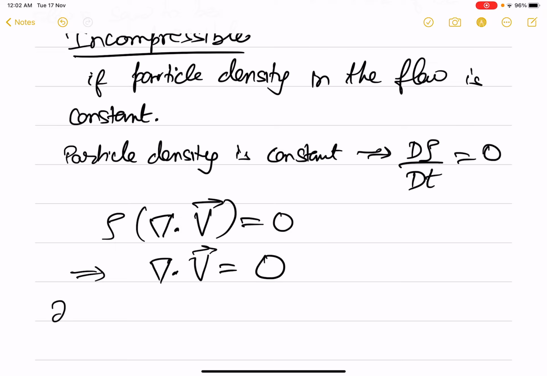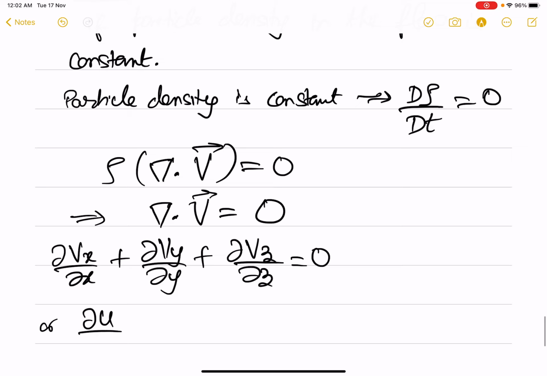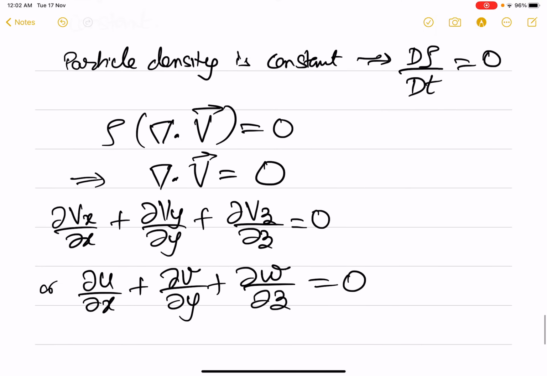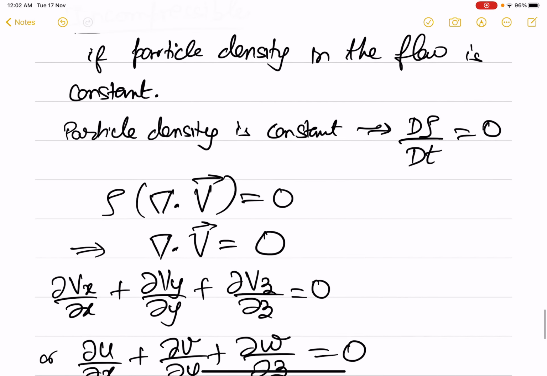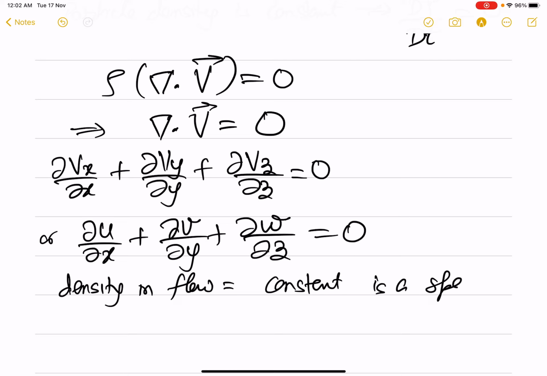So this becomes partial vx by partial x plus partial vy by partial y plus partial vz by partial z is equal to 0, or if you are writing in u, v, w, then this will become this form. So this is the continuity equation. Now notice density in the flow is constant is a special case of d rho by dt is equal to 0.